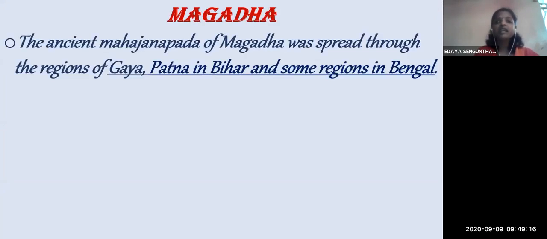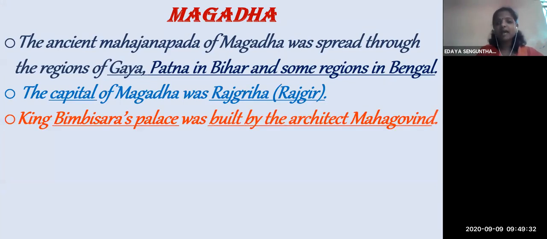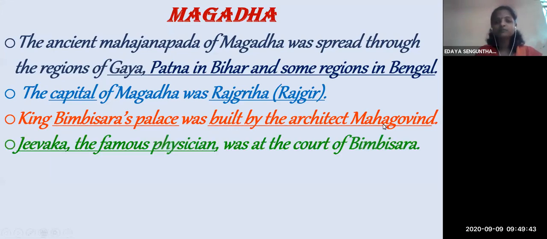Now the last powerful Mahajanapada, that is Magadha. The ancient Mahajanapada of Magadha spread through the regions of Gaya, Patna in Bihar and some regions in Bengal. The capital of Magadha was Rajgriha or Rajgir. King Bimbisara was one of the most important kings of Magadha. His palace was built by the famous architect Mahagovinda.